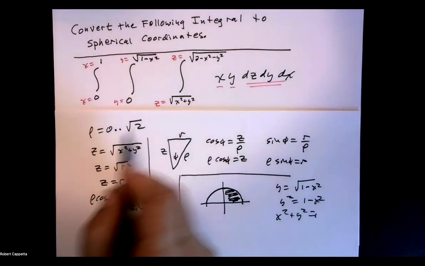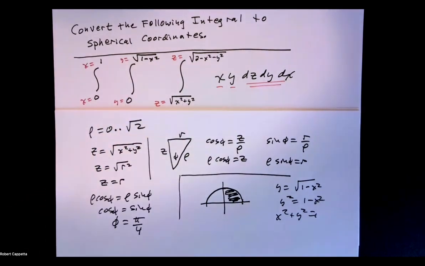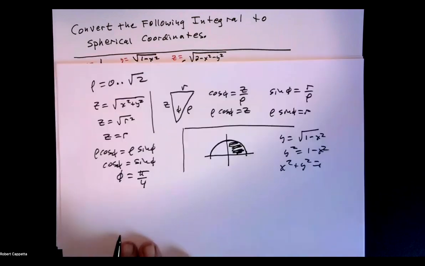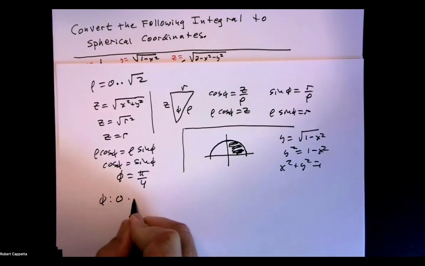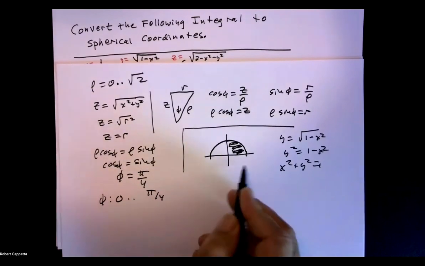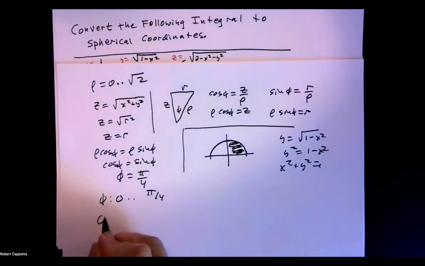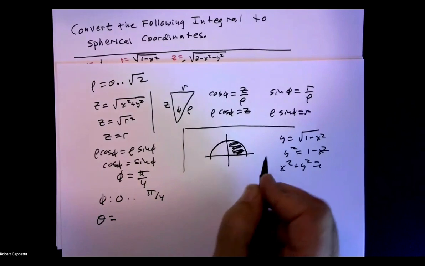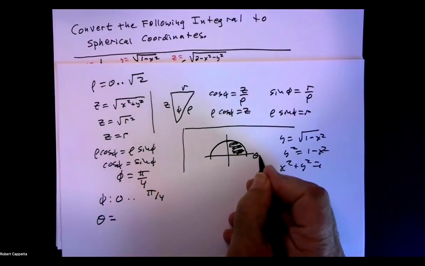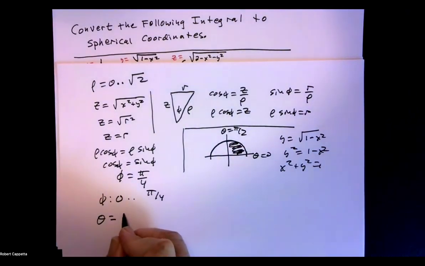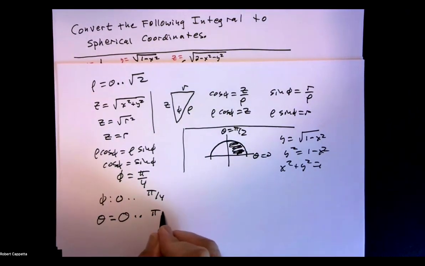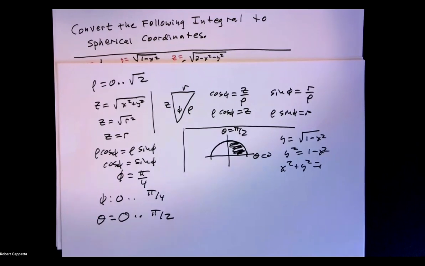So we've already said that rho ranges from 0 to root 2. Phi is going to range from 0 to pi over 4, as we can see with our picture here. So phi is going to start at 0 and go to pi over 4, start at the North Pole and go to pi over 4. And then this is going to define our theta. So what is theta ranging from? Theta here is 0, and theta here is pi over 2. So theta is going to go from 0 to pi over 2.